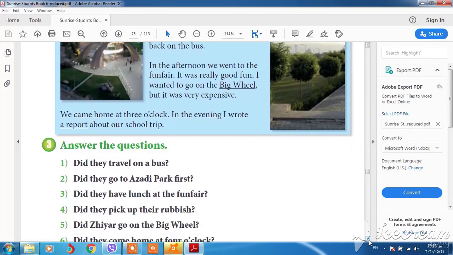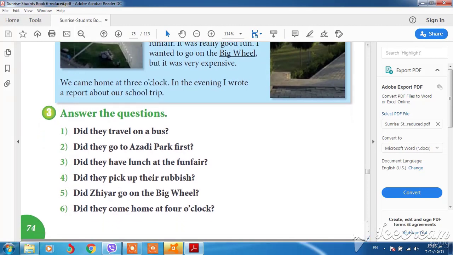Okay, answer the question. We have many questions and you can answer by this paragraph. Firstly, you can read very carefully and then answer these questions. Did they travel on a bus? Yes, they did. Did they go to Azadi Park first? No, they didn't.